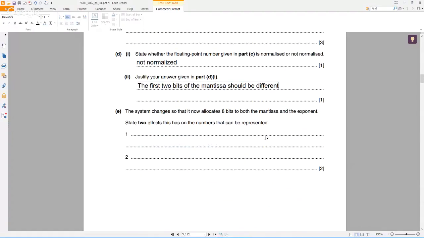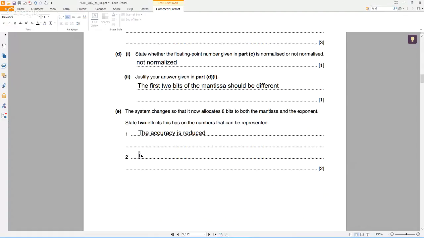Okay, so now the system changes so that you can allocate 8 bits to the mantissa and the exponent. And what is the effect on the numbers? So if, instead of having 12 bits for the mantissa, you use fewer bits, it means that the number of possible values that you can get is less. And this means that the accuracy is reduced. There will be more gaps between the values. So this is the answer: the accuracy is reduced.